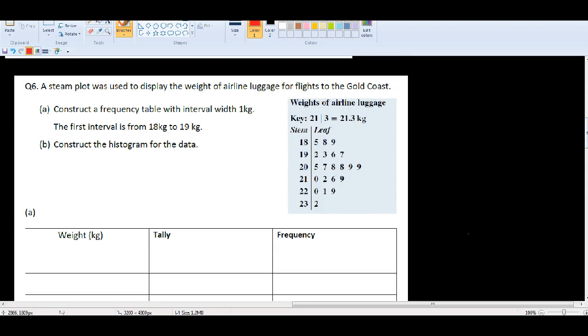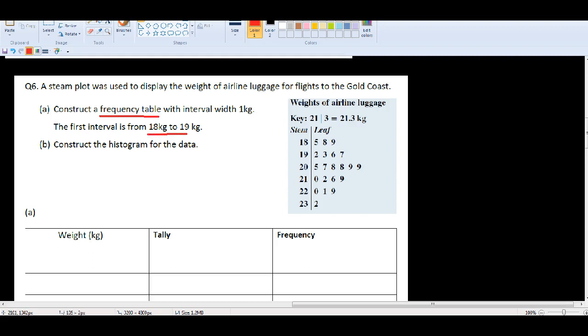Okay, so here you see a stem leaf diagram. That stem leaf diagram is like, the stem means the tens digit and unit digit, and the leaf means the first decimal place. Alright, so 213 means 21.3 kilogram. So you need to construct a frequency table with intervals of width 1 kilogram.